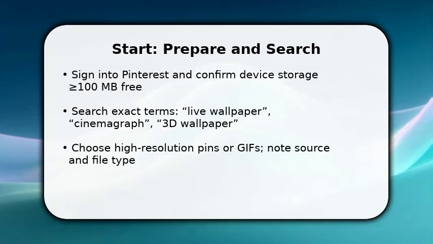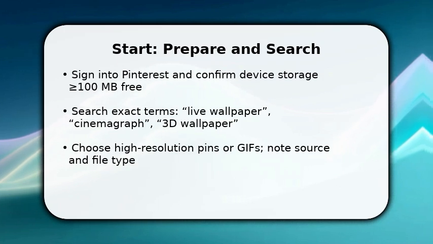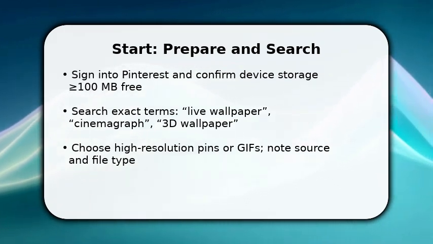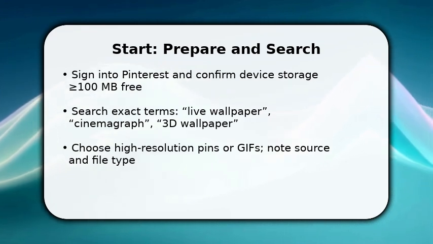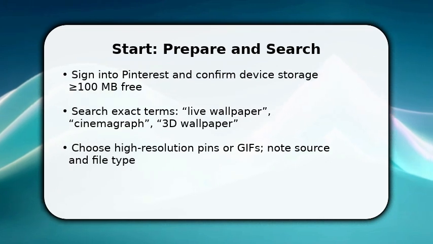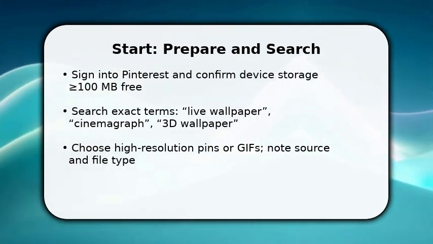You start by opening Pinterest and signing in. Make sure your device has at least 100 MB free so downloads don't fail. Next, search precise keywords like live wallpaper, cinematograph, or 3D wallpaper so results are relevant. Tap a promising pin, inspect the image type, GIF, video, or linked image, and locate the download or link button.